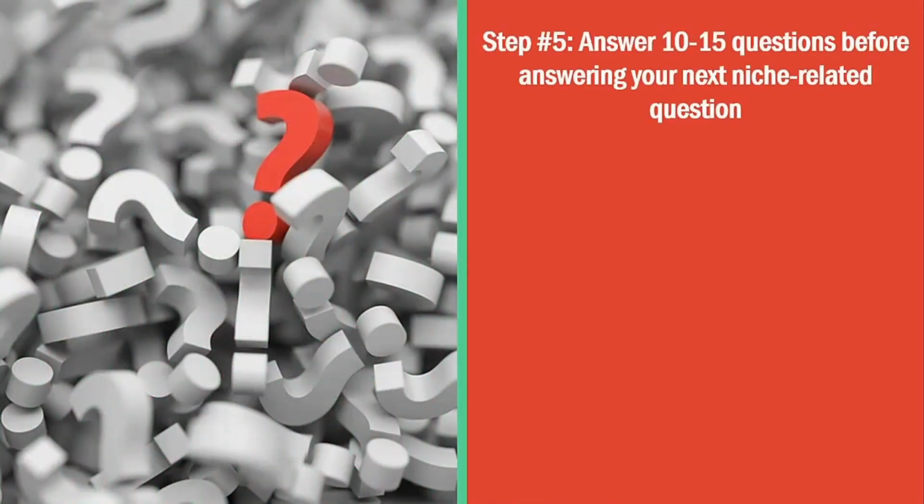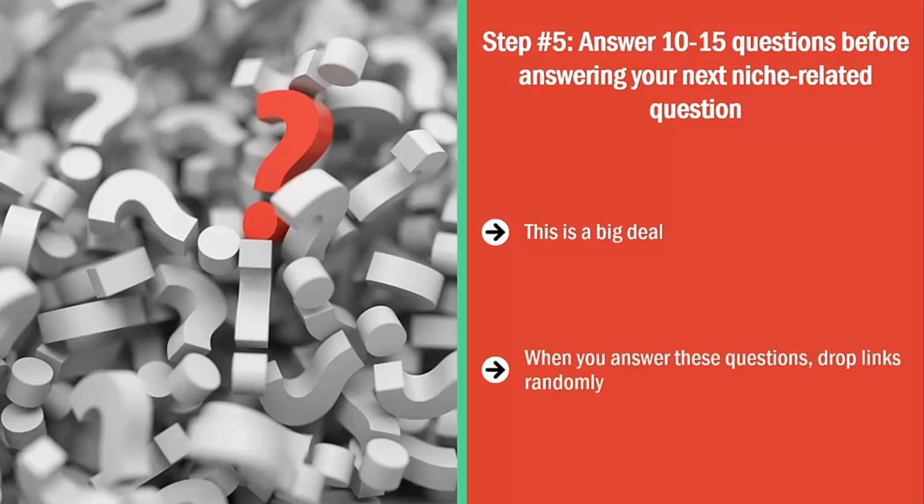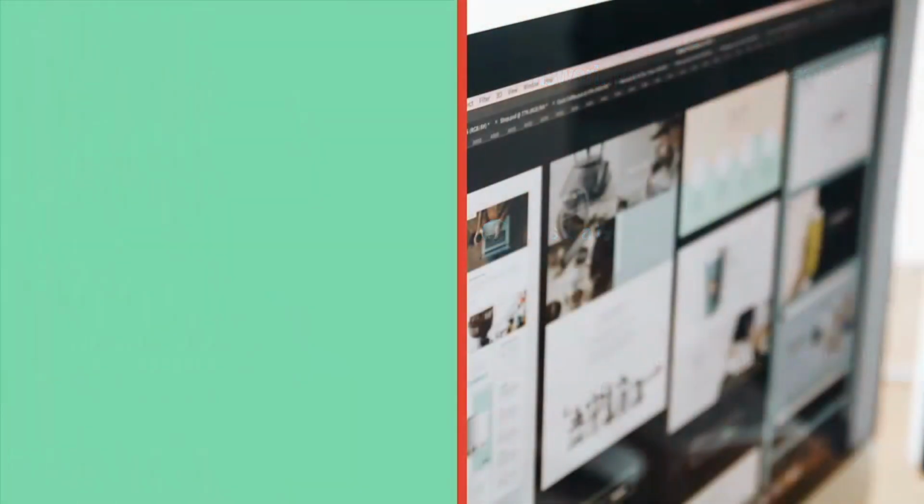Step number 5. Answer 10 to 15 questions before answering your next niche-related question. This is a big deal. You can't just answer only questions related to your niche. You're going to be too obvious when you do that. I suggest that you answer 10 to 15 other unrelated questions in a wide range of unrelated niches. When you answer these questions, drop links randomly. This is curated content that answers their questions and are extremely helpful. These links are not related to your niche. When you do this, you build authority. You begin to look like a legitimate and bona fide member of the Quora community.